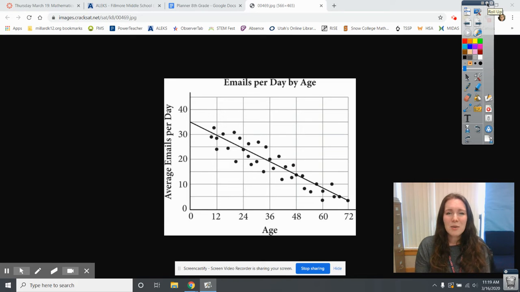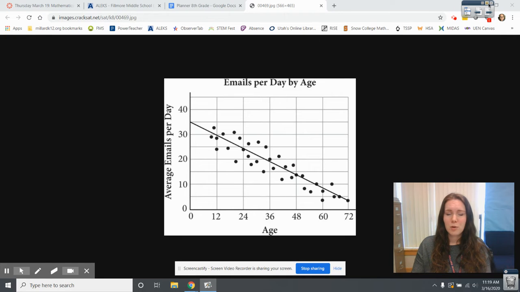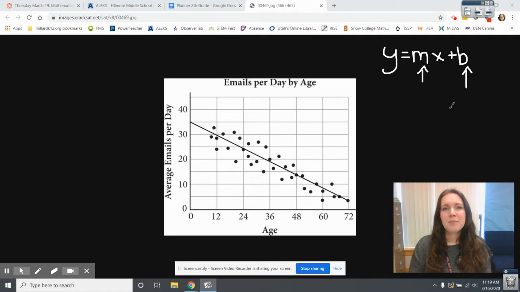Okay, the last thing that we are going to learn is that when you have a line of best fit, you can write the equation for that graph or for that line. So we learned how to write equations for lines back in chapter 8. And we have this general equation, y equals mx plus b, where b is our y-intercept, m is our slope. That's what we learned back in chapter 8.